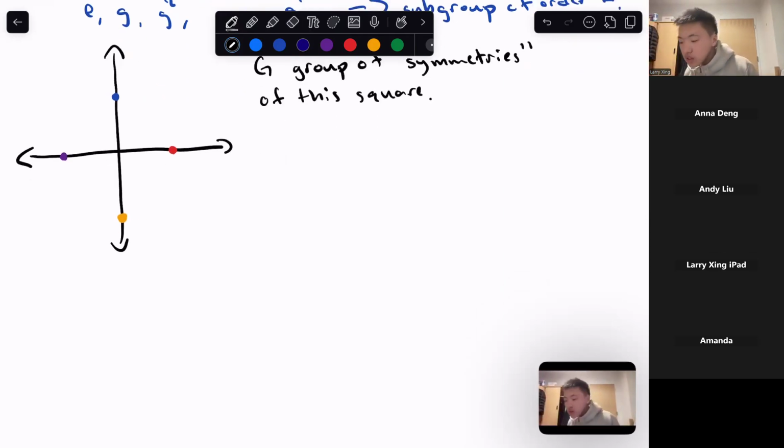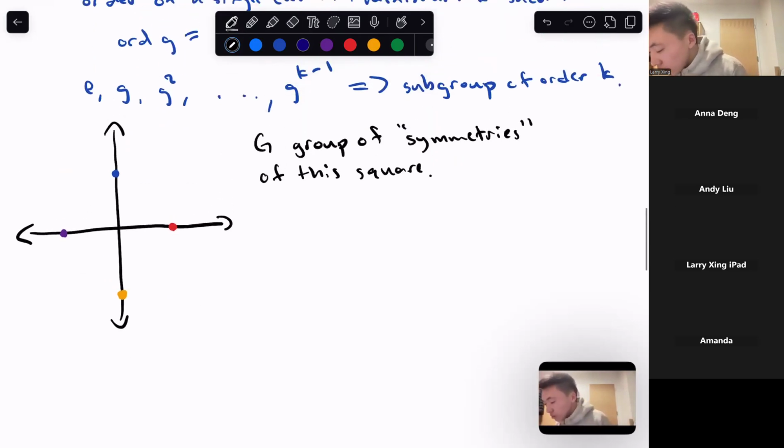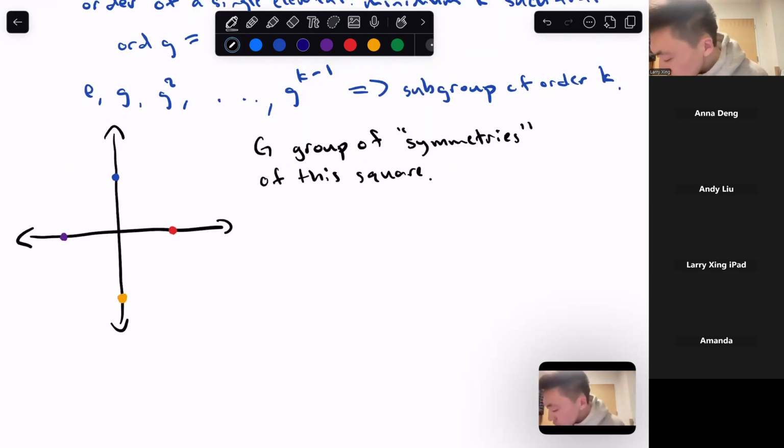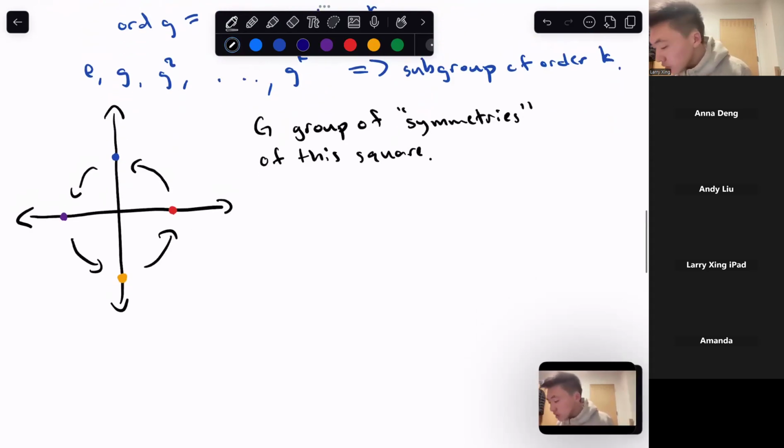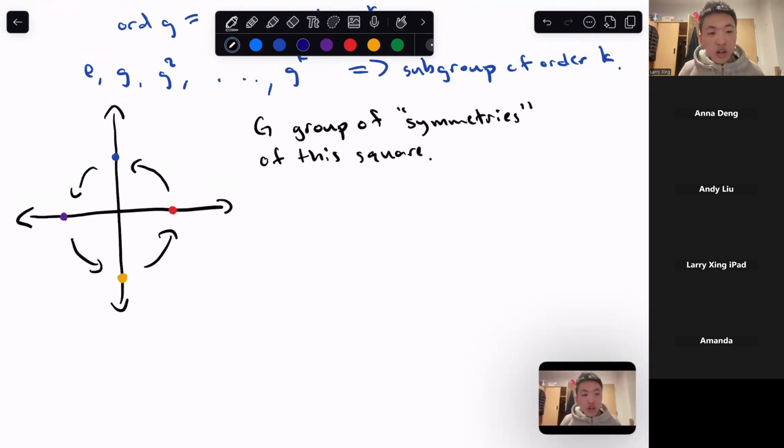Well, how might we define this group? A group element could rotate it by 90 degrees. So the red dot would go here, the blue dot would go here, the purple dot would go here, and the yellow dot would go here. That would be one element of this group. Another element might be where the red dot goes all the way to the purple dot's position, the purple dot goes to the red dot's, the blue dot goes to the yellow dot's, and the yellow dot goes to the blue dot's. So for these groups of symmetries, we can figure out what the order of every element is.